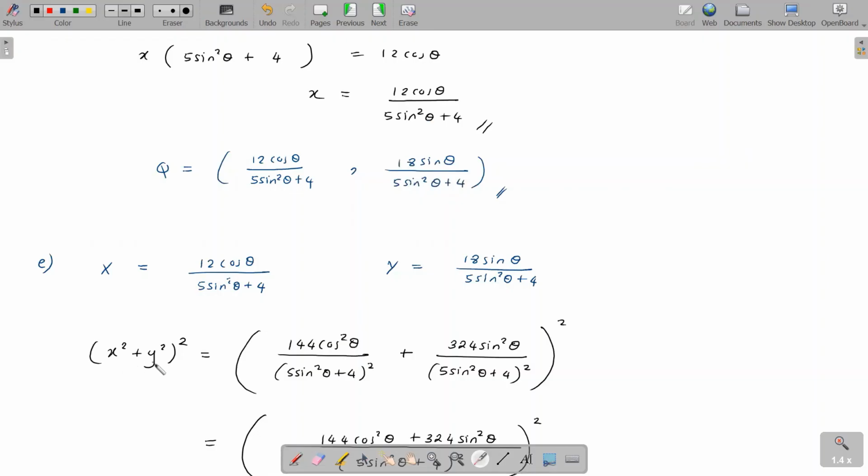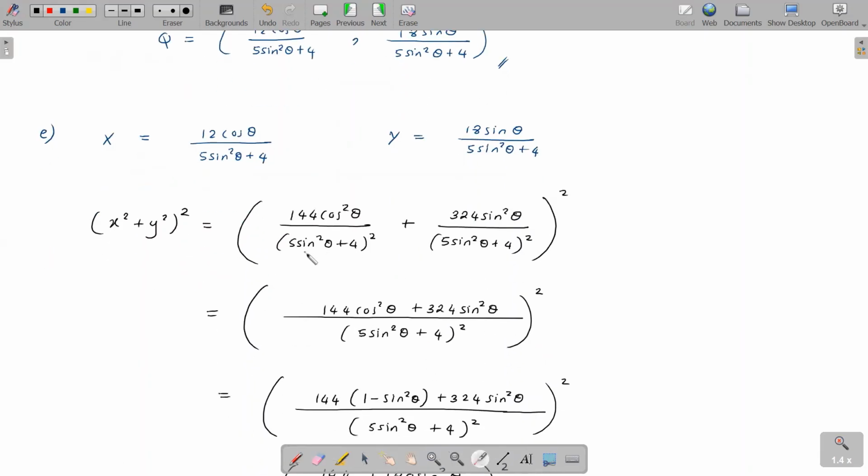Can you see x square plus y square, whole square? So x square is 144 cos square theta over 5 sin square theta plus 4 whole thing square, because we squared x. And y is 18 sin theta over 5 sin square theta plus 4. I have squared it completely. That's what I got here as 324 sin square theta over 5 sin square theta plus 4 whole thing square. And then what we did was, this is a common denominator. 5 sin square theta plus 4 whole thing square is a common denominator. So then 144 cos square theta plus 324 sin square theta comes together.